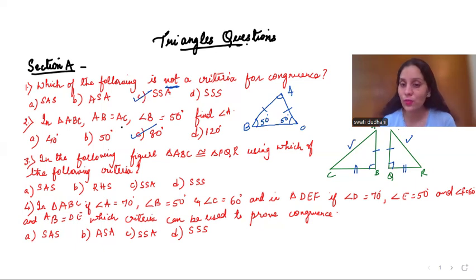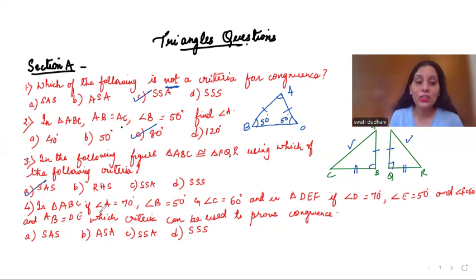So don't get confused. Don't blindly write that, okay, it's a right angle triangle, so I'll mark RHS. That is not right always. So here we have two sides and the angle included. The angle is between the two sides. So it should be SAS.